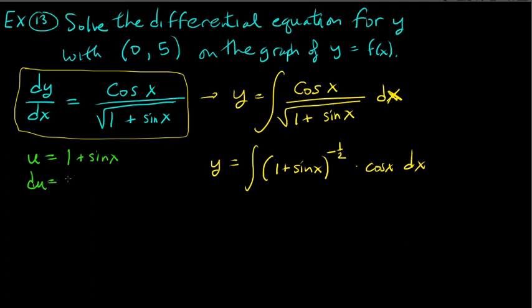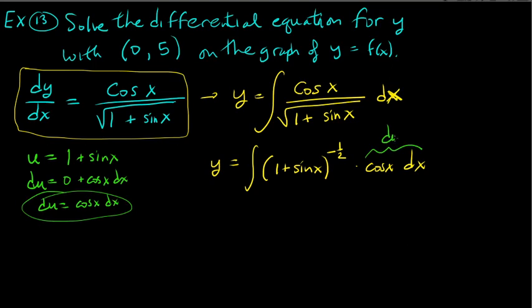So du is going to be 0 plus cosine of x dx. Right, so in other words, my du is just cosine of x dx. And that's what this is here, right? So that's going to be my du. And all of this is going to be u to the power negative 1/2. So, the indefinite integral of u to the negative 1/2 du.